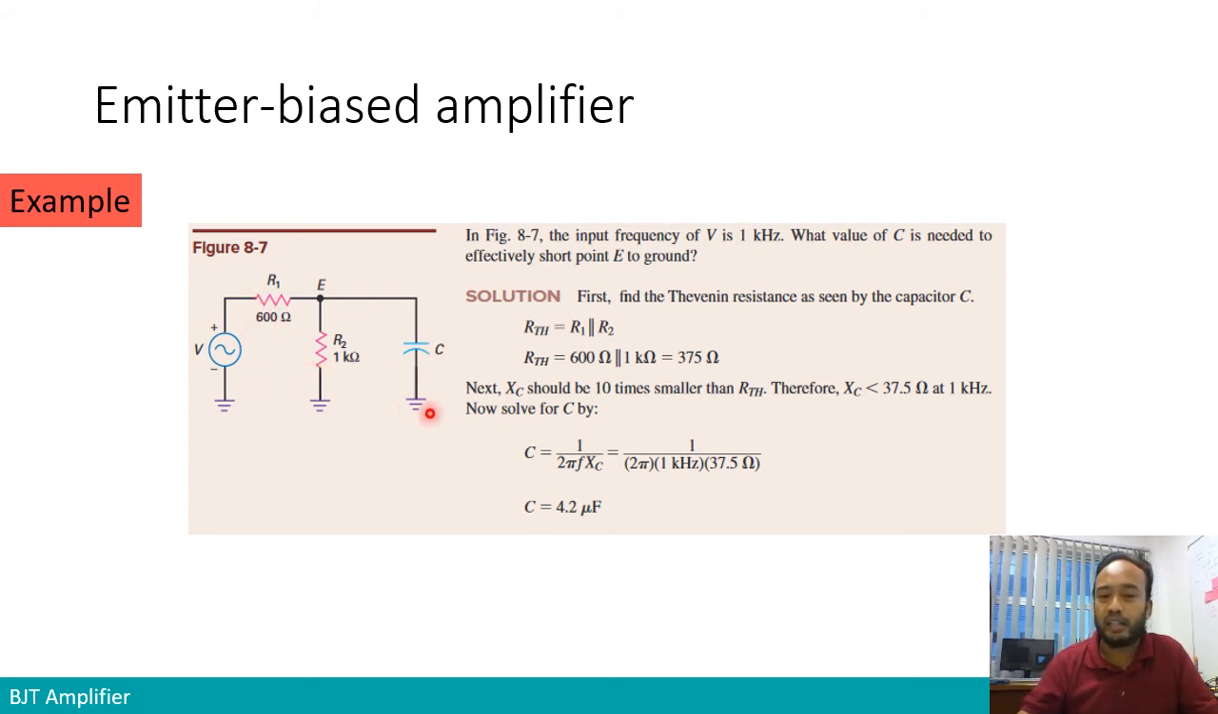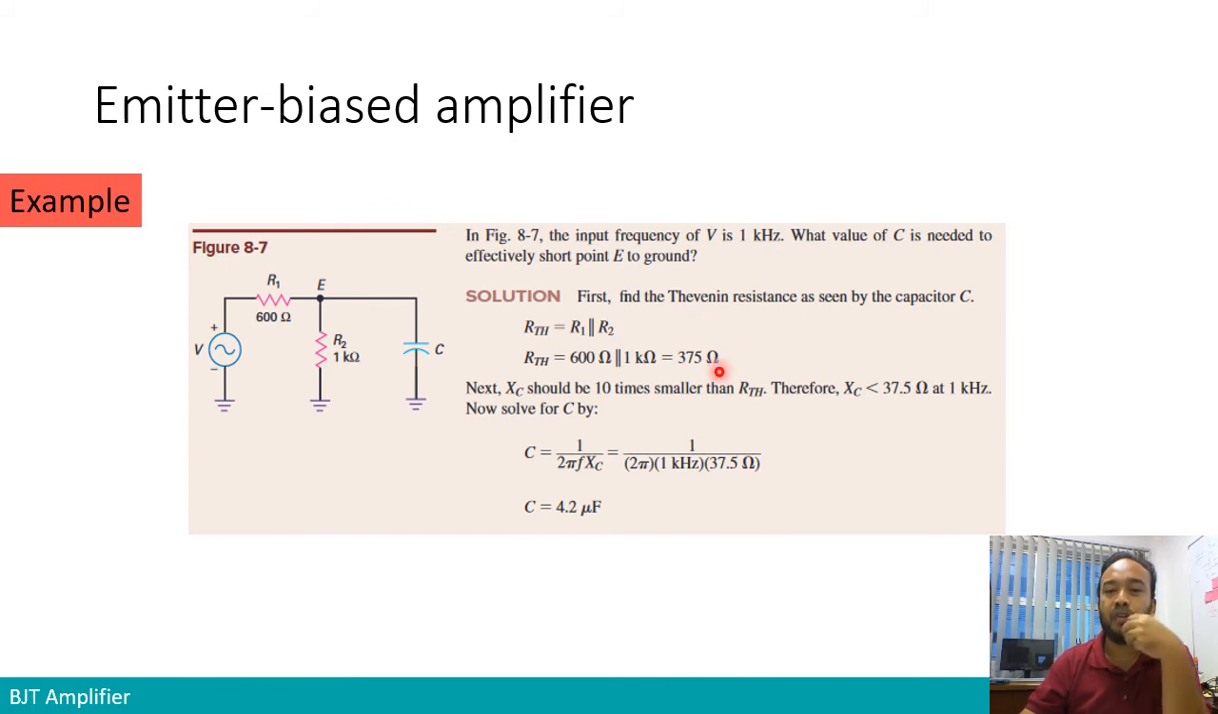From the point of view of this capacitor, we need to assemble everything into one equivalent Thevenin resistor. From the point of view of C, in Thevenin we eliminate the voltage source, which is considered a short circuit. So we can see R1 and R2 are in parallel. You calculate the Thevenin resistance in parallel, which equals this value over here, 375.